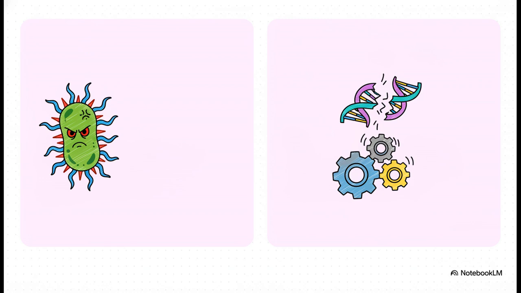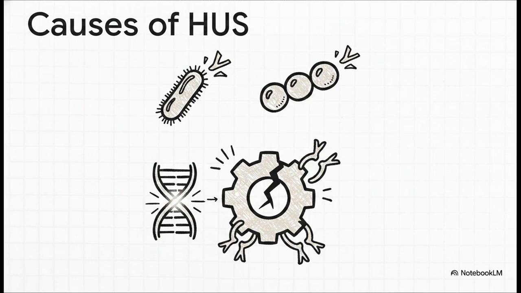Let's look a little closer at what actually triggers these two. For typical HUS, the usual suspect is Shiga toxin-producing E. coli, specifically that infamous O157:H7 strain, or sometimes Shigella. But it can also be caused by Streptococcus pneumoniae. That bug produces a neuraminidase enzyme that actually exposes hidden cryptic antigens on platelets.